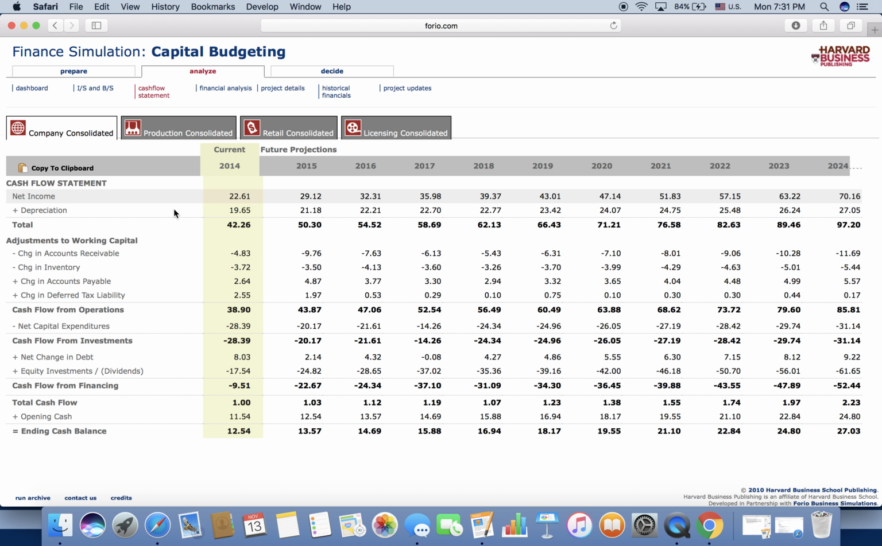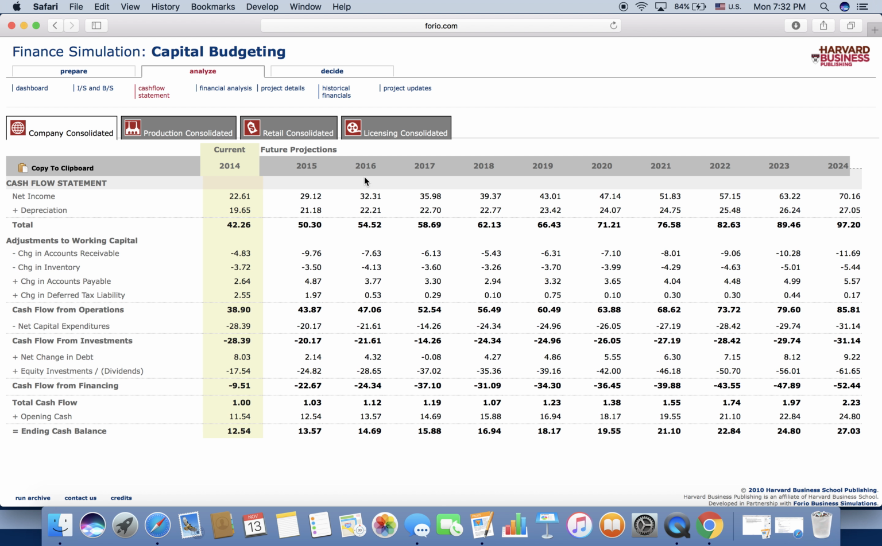Let's look at my cash flow statement. So in 2014, this starts out from 2014 and then goes on to the future years that my company would bring in, like, generate the cash. Let's see. So my cash flow statement 2014, it seems like it starts out pretty good. It starts out at 42.26. 2015, for the future projections, it would just go up from there.